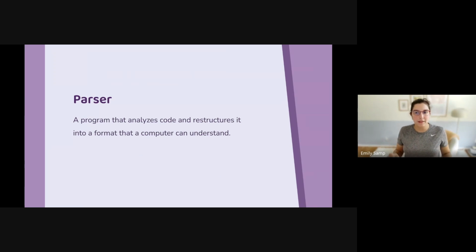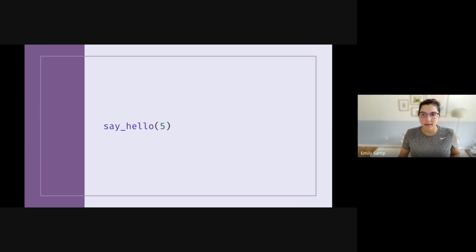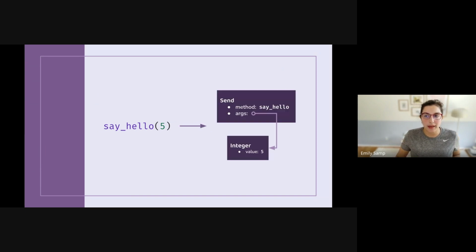A parser is a piece of software that analyzes code and then converts it into a structure that a computer can understand. It is literally code that helps us understand other code. How cool is that? So let's see what this looks like in practice. If we revisit our sayHello example from before and look at how Sorbet would parse it, the parser will take each part of the code and restructure it into a format called a parse tree.